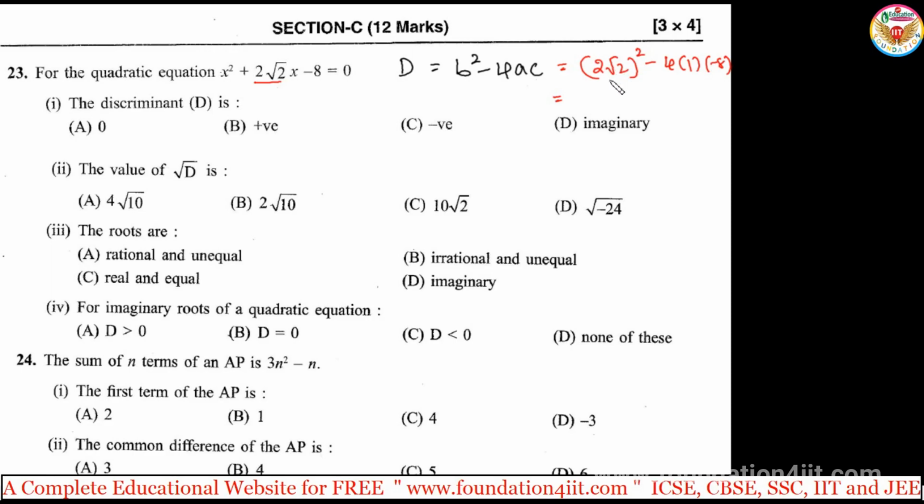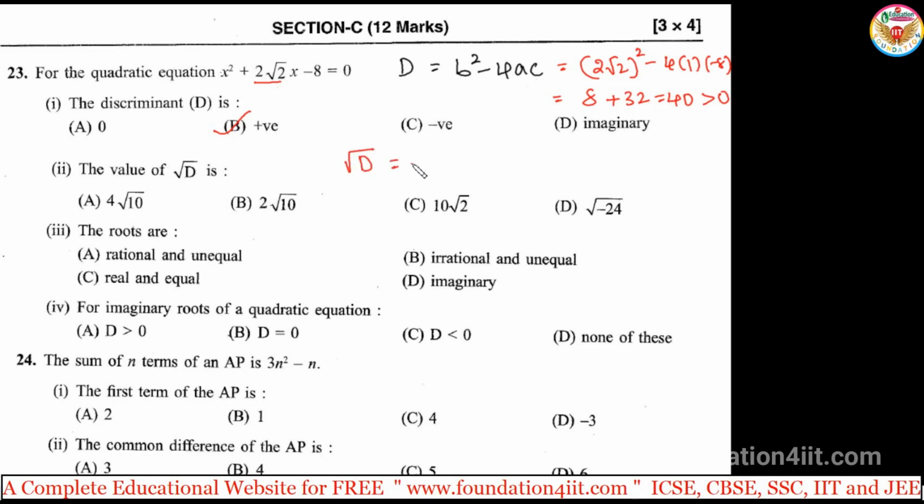2 root 2 whole square. So 2 square is 4, 4 into 2 is 8, because root 2 square is 2. Minus, minus plus, again 8 into 4, so 32. It is 40. So this is obviously greater than 0. We got D as a positive value. It's 40, no? It's positive. And square root of D. D is 40, means square root of D is root 40.